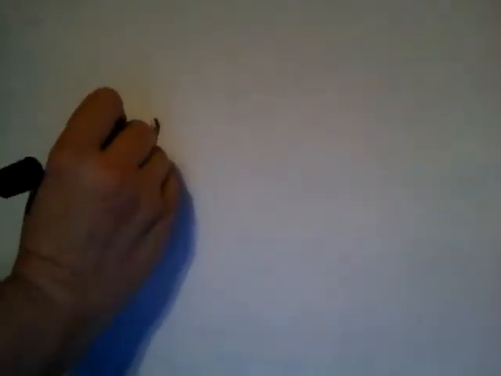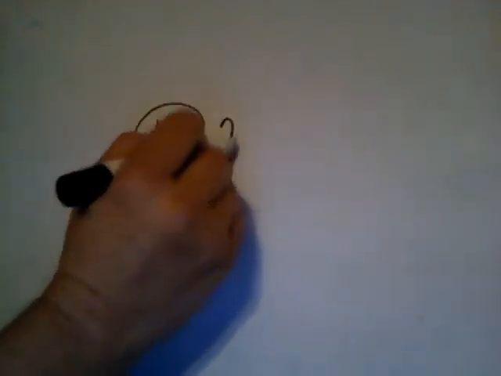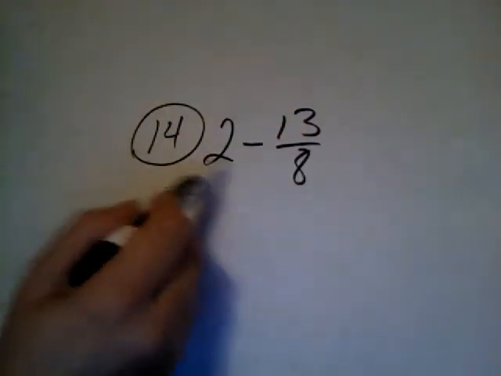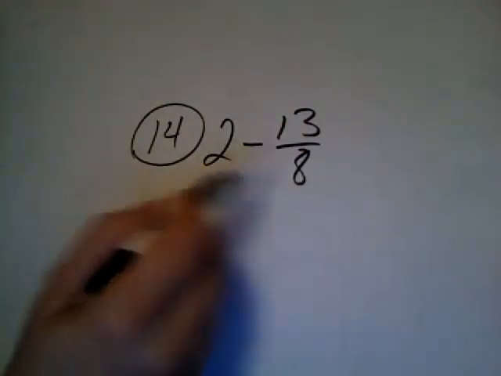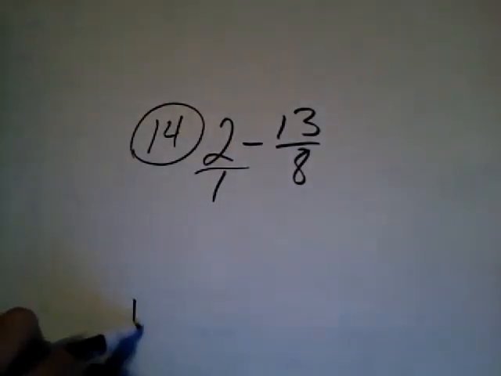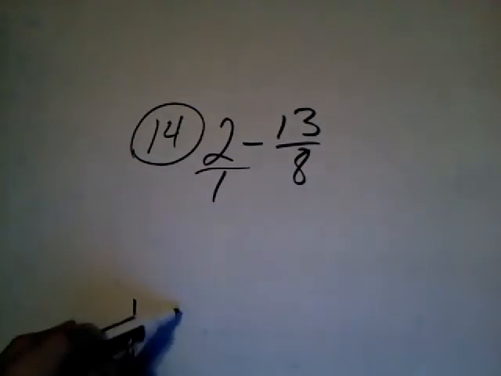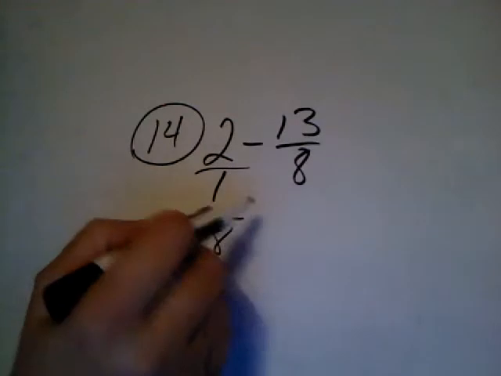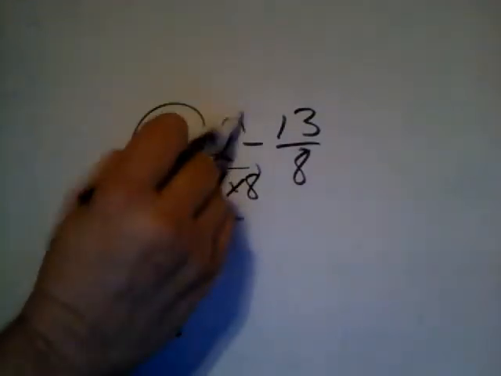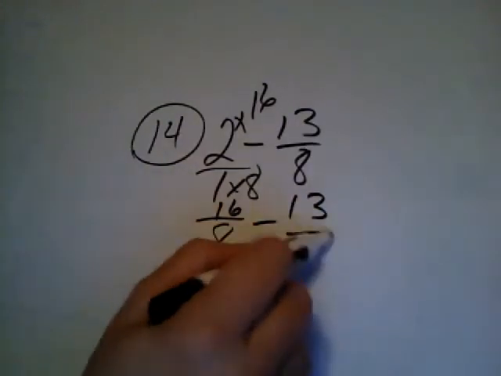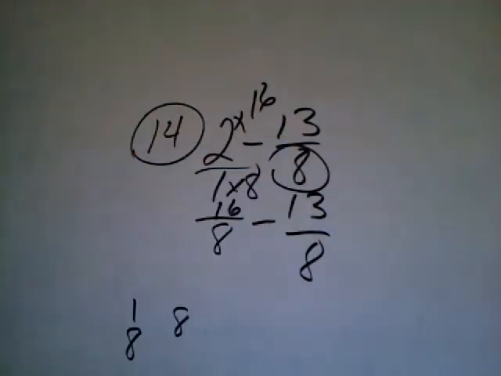14. 2 minus 13 over 8. Well, the first thing I see is this doesn't even have a denominator. So we know we can put a 1 under there, right? So if we count by 1 and 8, we know that 8 is going to be our common denominator. Come up here, and how do I get from a 1 to an 8? Multiply by 8, making this a 16. Nothing changes over here because this is already an 8.